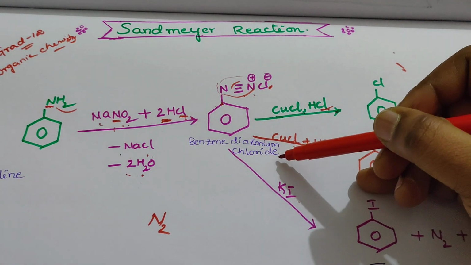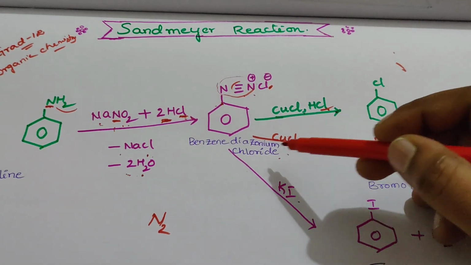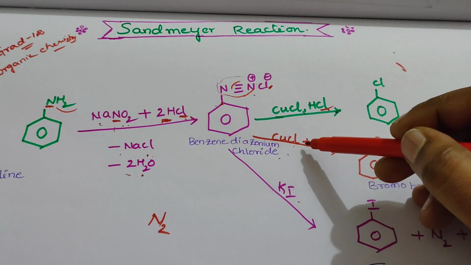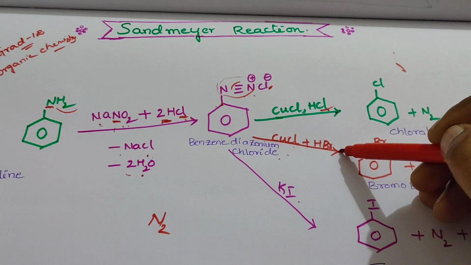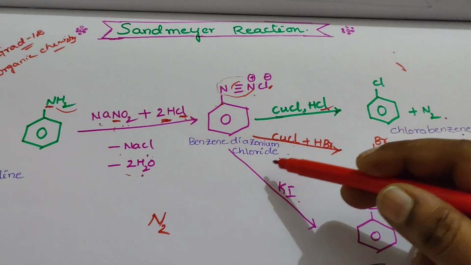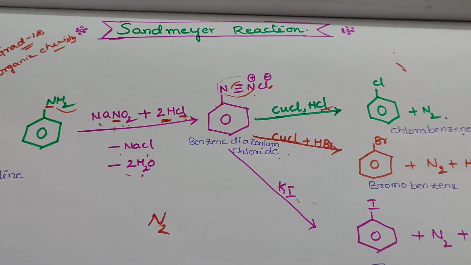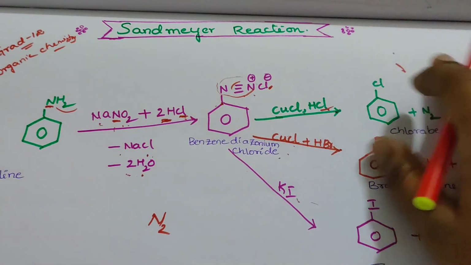Benzene diazonium chloride reacting with CuCl and HCl produces chlorobenzene, benzene diazonium chloride reacting with CuCl and HBr produces bromobenzene, and benzene diazonium chloride reacting with potassium iodide produces iodobenzene. This is the Sandmeyer reaction.